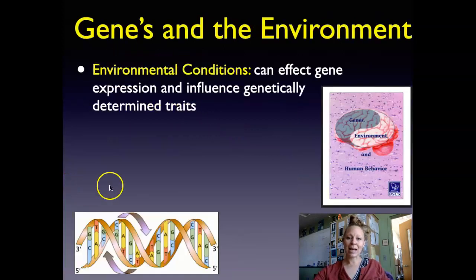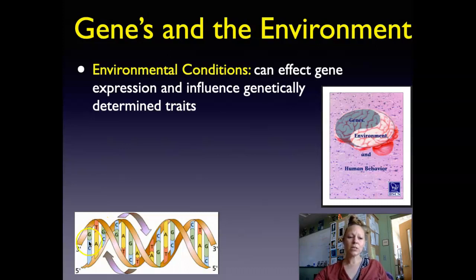Here's our last slide of new information. Environmental conditions can also affect how our genes are expressed. If you see here, our DNA is set up with A's, T's, C's, and G's, and the order of those A's, T's, C's, and G's is what determines how your proteins are made and what determines who you are and how you are made.